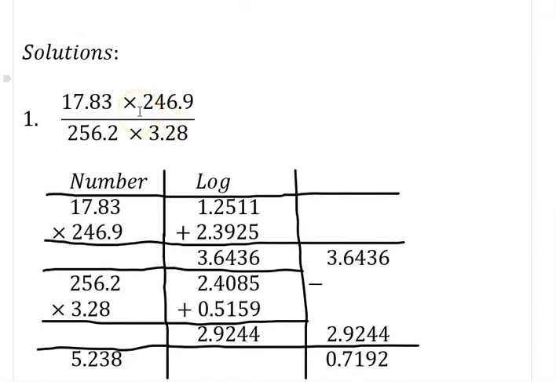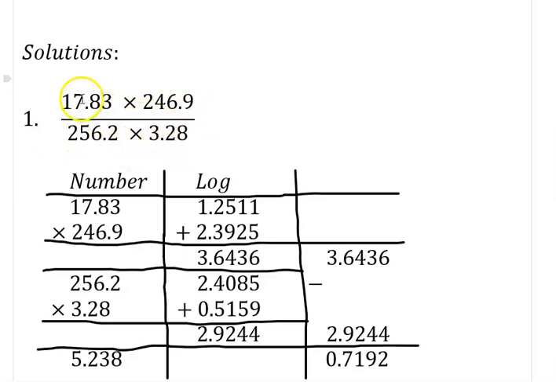Okay, like we all know, in indices and logarithm, multiplications goes with addition while division goes with subtraction. We'll be making use of that as well here. So by the time we solve this question number 1 and explain in detail, you will understand how to properly make use of the logarithm table. Okay, let's see what we have here. We have 17.83 times 246.9 all over 256.2 times 3.28.